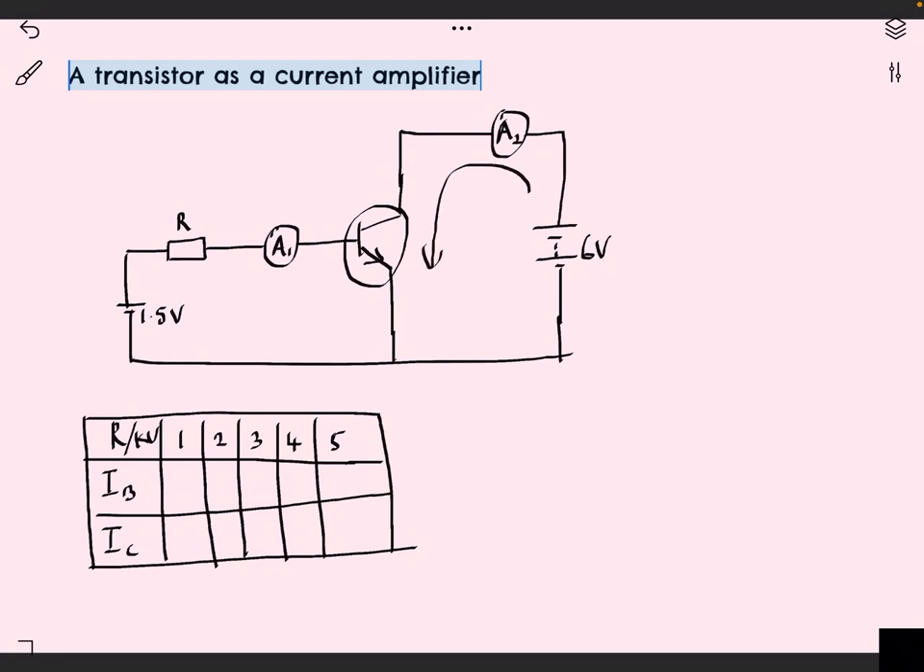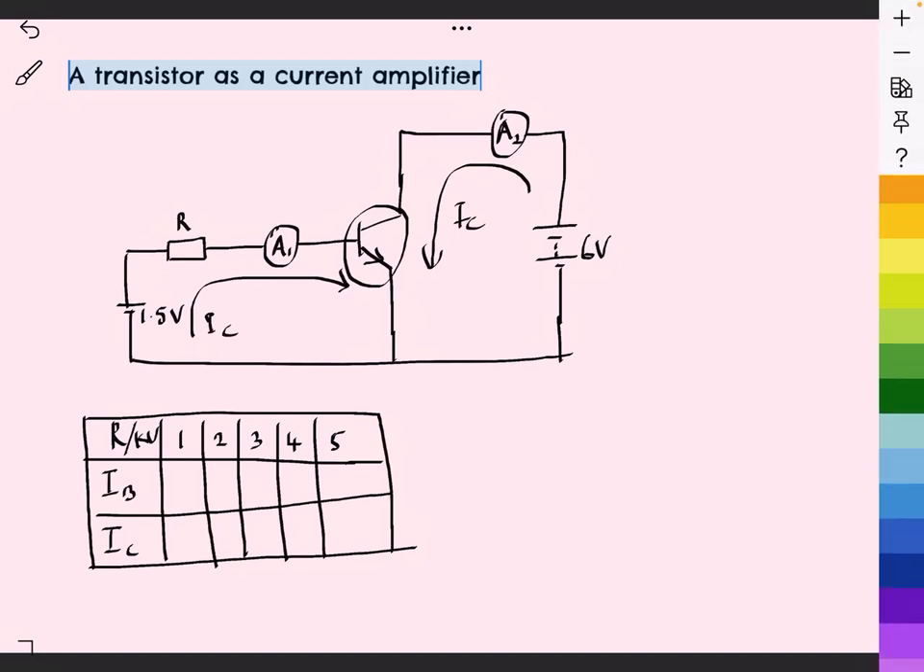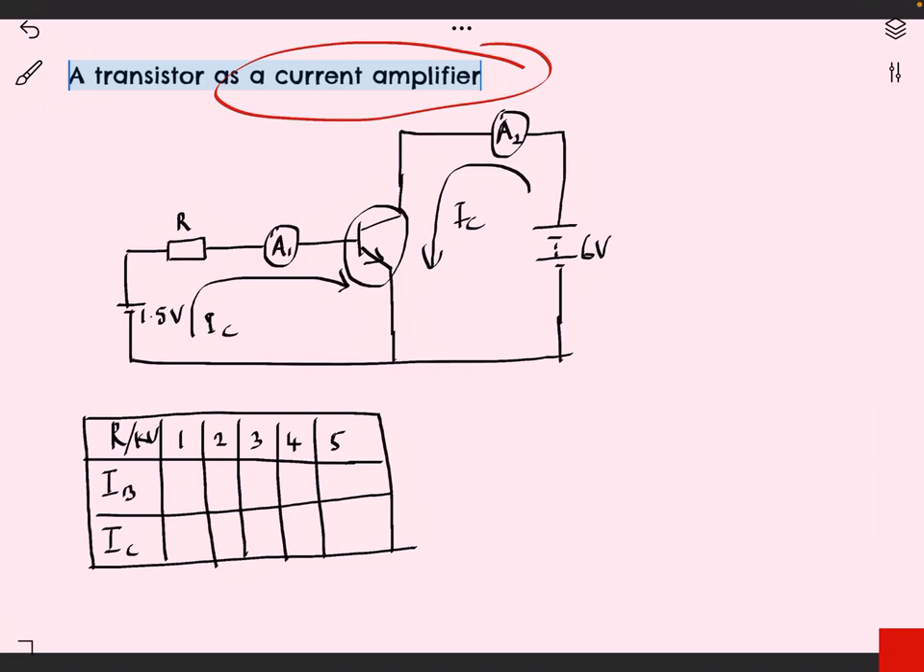In the previous lesson, we learned that we can only have IC, the collector current, if we have base current, IB. This is what we have learned earlier. So we are going to learn about how this circuit can be used as a current amplifier. And we also know that IB, the base current, is much smaller than IC.